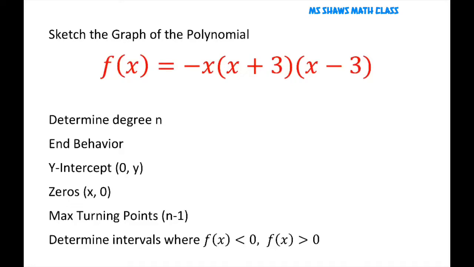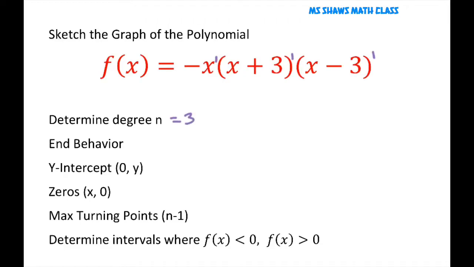Hi everyone, we're going to sketch a graph of this polynomial f of x. So first of all, let's look at our degree. If you look at these multiplicities here, since this f of x is not in standard form, we're just going to add these up. So you have 1 plus 1 plus 1 is 3. So our degree is 3.